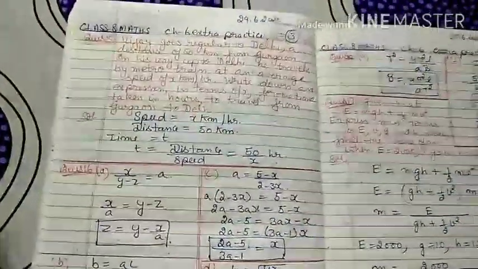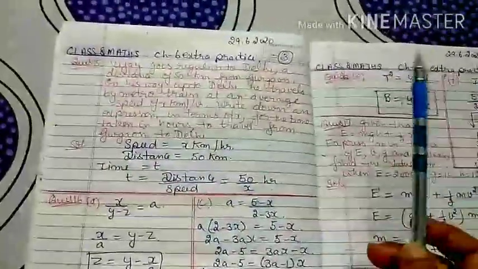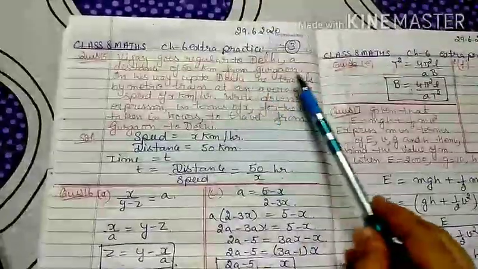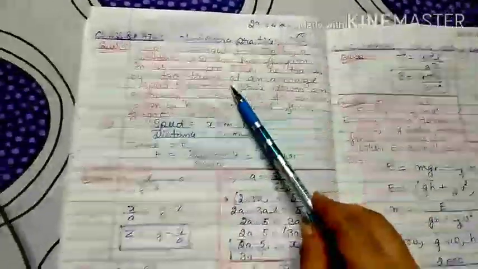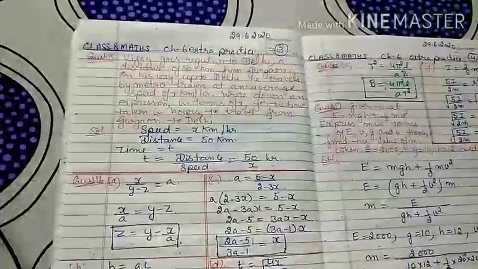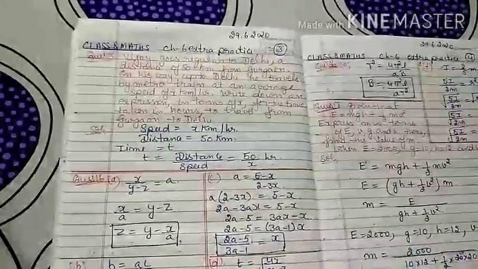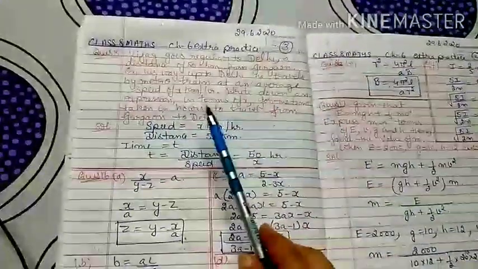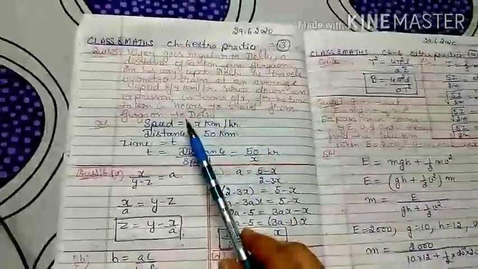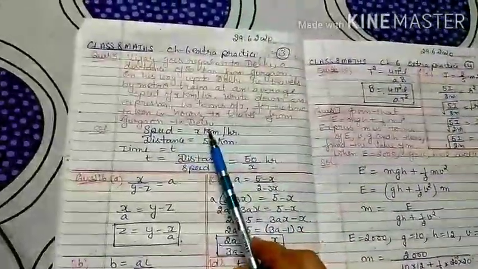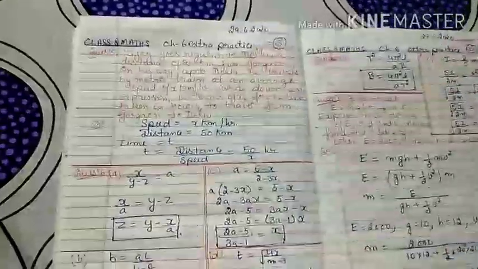Now your next question is your 15th question. Vijay goes regularly to Delhi, a distance of 50 km from Gurgaon. On his way up to Delhi, he travels by metro train at an average speed of x km per hour. Write down an expression in terms of x for the time taken in hours to travel from Gurgaon to Delhi.